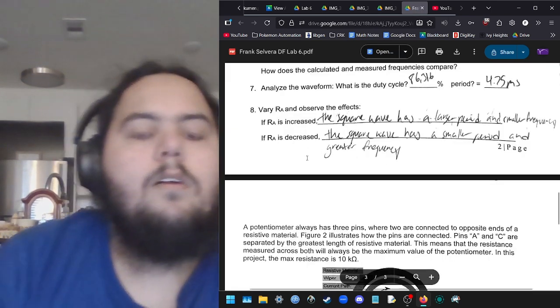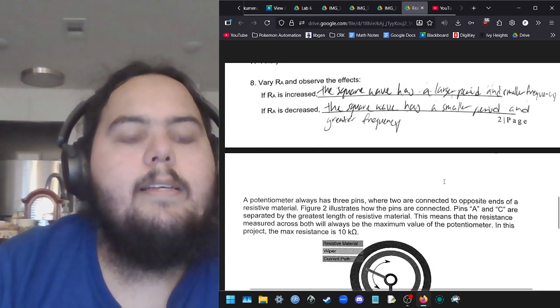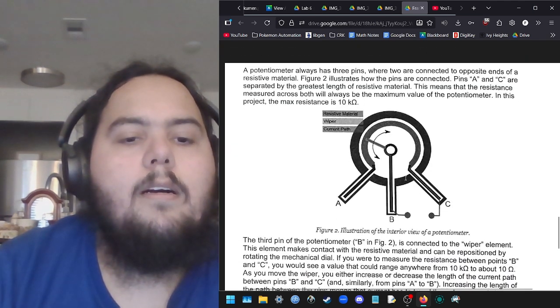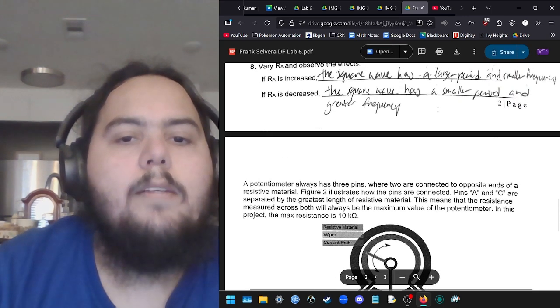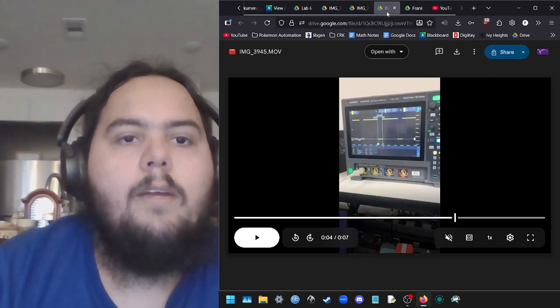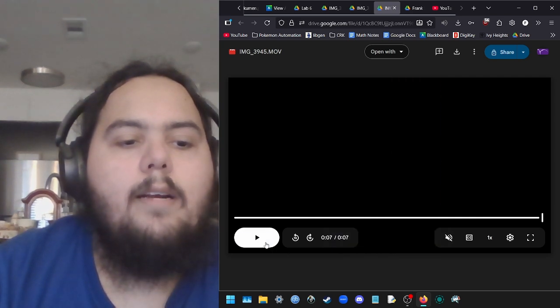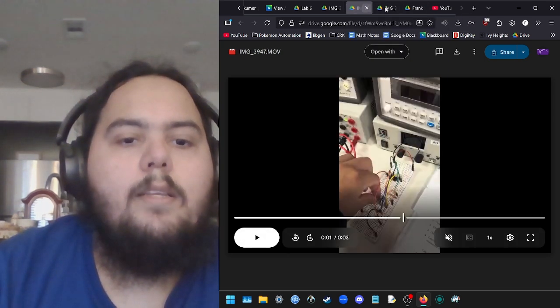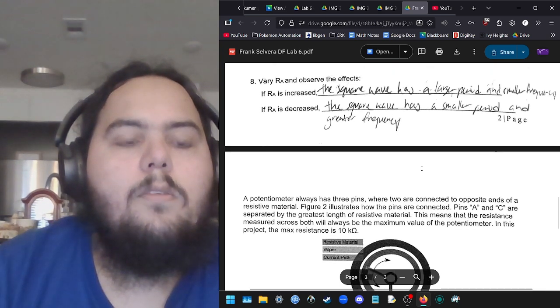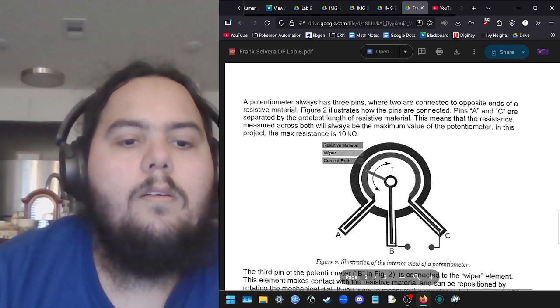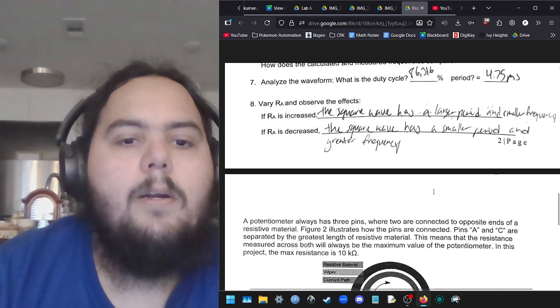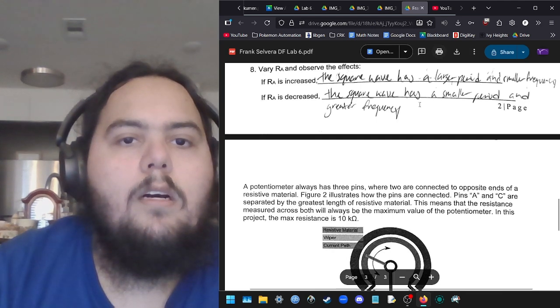And when the resistance between the 2 points is decreased, or when the potentiometer is turned right, so as to decrease the distance between B and C, the square wave has a smaller period and a greater frequency. And you can see this as the wave gets smaller right there. That's just showing the relationship between the resistance between points B and C, the position of the rotation of the potentiometer, and the effect it has on the square wave.